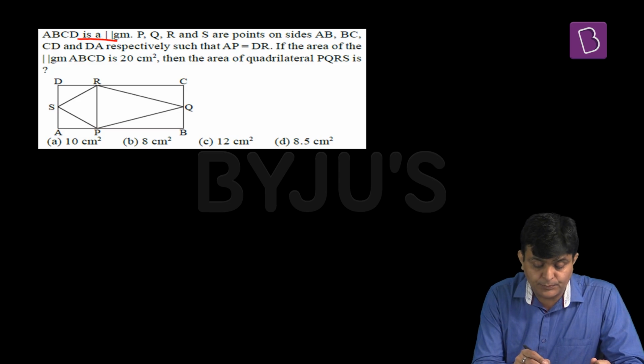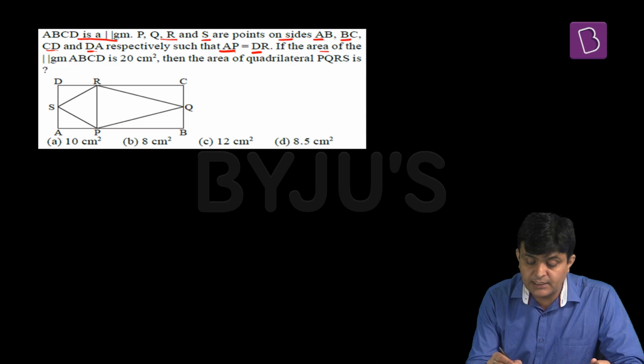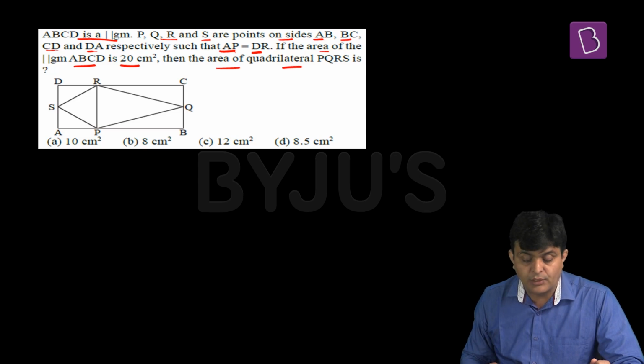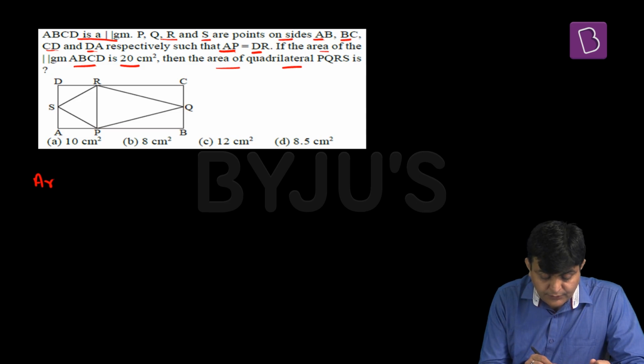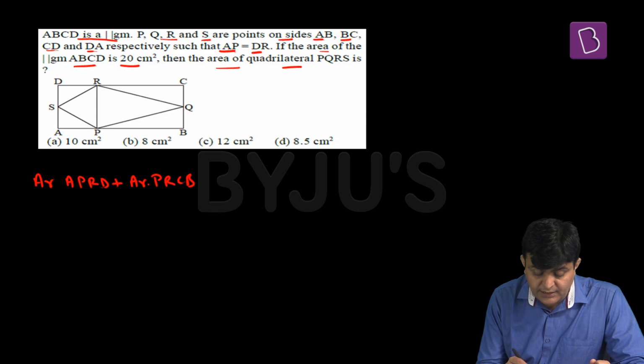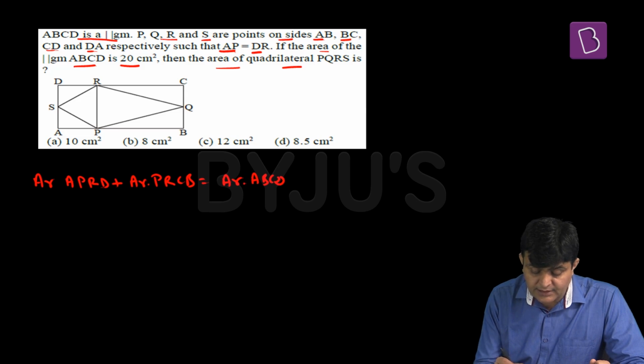ABCD is a parallelogram. P, Q, R, S are the points on sides AB, BC, CD respectively given below, such that AP equals DR. If the area of parallelogram ABCD is 20, then area of quadrilateral PQRS. Area of APRD plus area of PRCB is equal to area of ABCD, right?